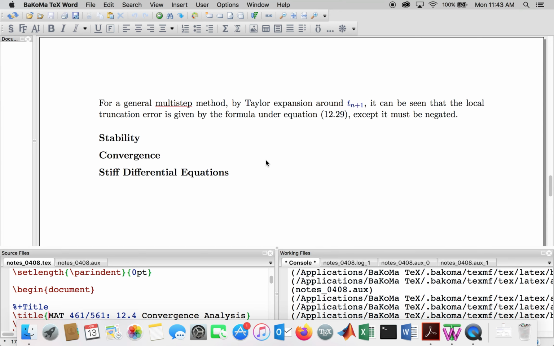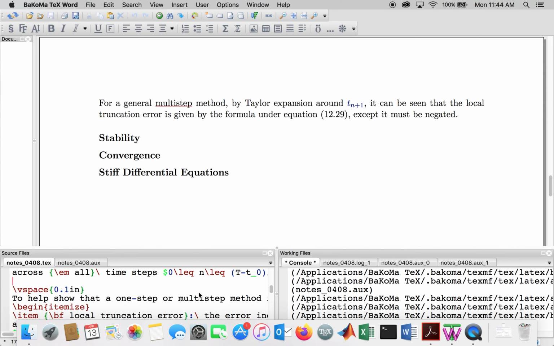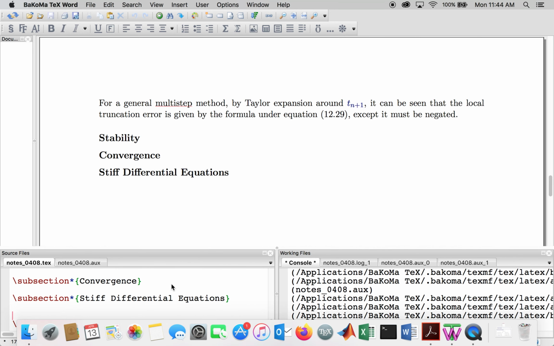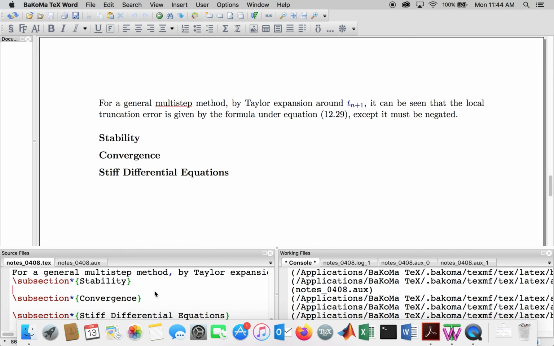Now, last time I discussed how you show that a one-step and then a multi-step method is consistent. Today we're going to see how to show whether these methods are stable. If a method is consistent and stable, you can conclude from there that it is convergent. And then I'll comment briefly on convergence as well.